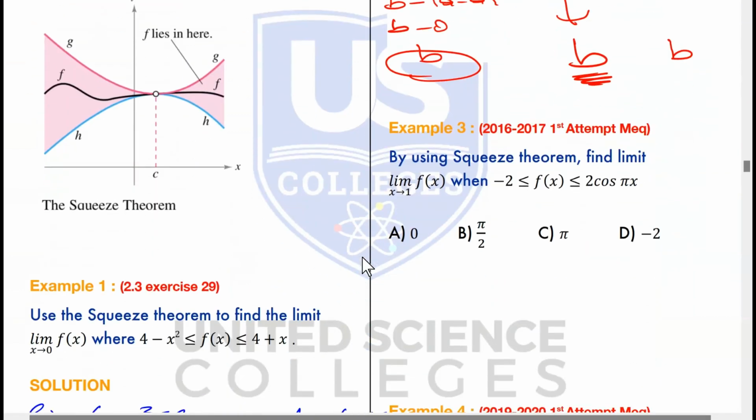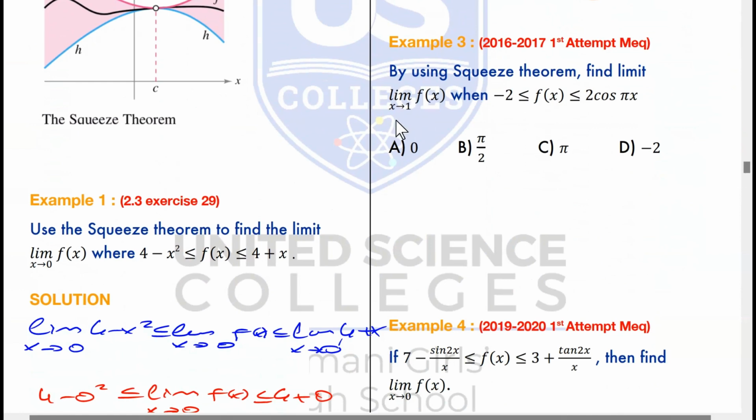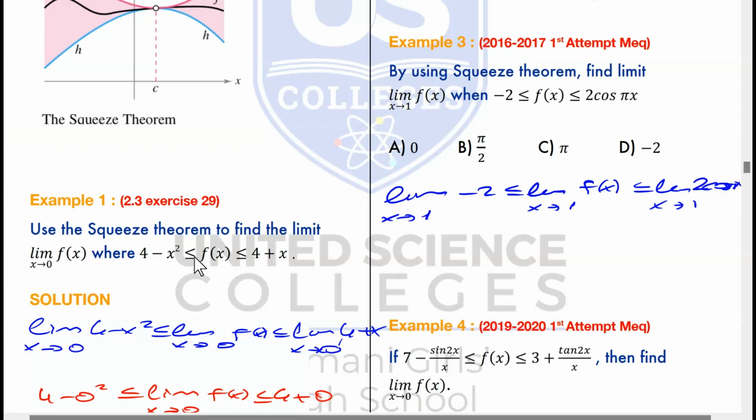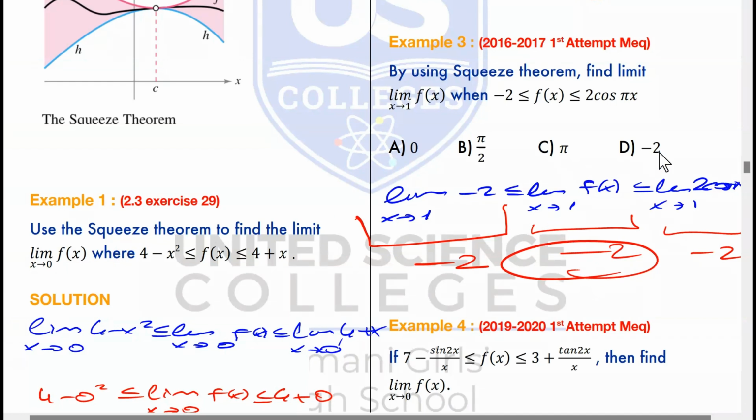Let's take a look at the next question. By using the squeeze theorem, find the limit as x approaches 1 of f of x. So, take the limit of each side. The limit as x approaches 1 of negative 2 is less than or equal to the limit as x approaches 1 of f of x, which is unknown, less than or equal to the limit as x approaches 1 of 2 cosine pi x. So pick the easy side. This side looks easier to me. It's a constant number. When I insert 1, there is no x to be replaced. So it is itself negative 2. If the left side limit is negative 2, the middle limit is also negative 2, and the right side is also negative 2. So that's what I am looking for, negative 2. You can solve this question by eye without using your pencil.